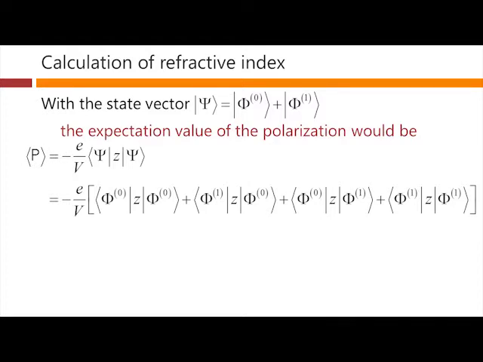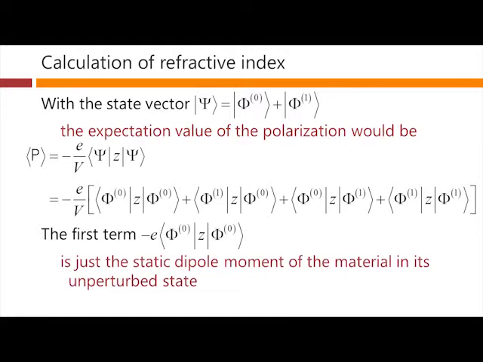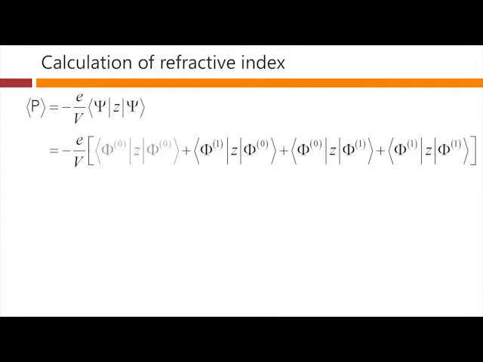Well, this first term here is just what we could call the static dipole moment of the material in its unperturbed state. So that's not particularly interesting to us. It's just a constant static polarization that the material might have. So we're not going to consider that term any further. So we can grey that out, which is what we've done here.